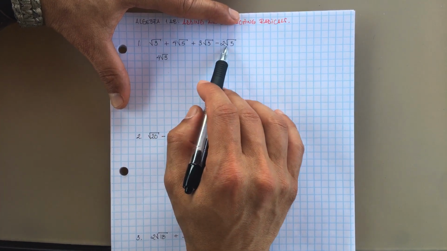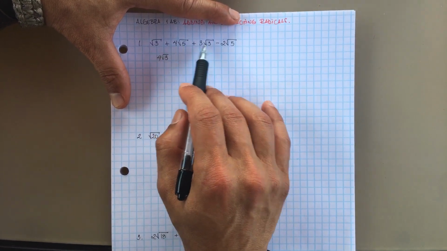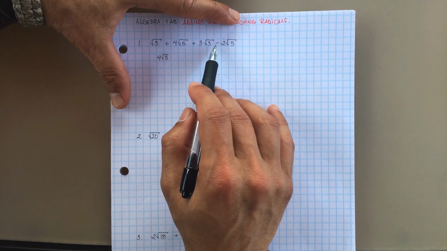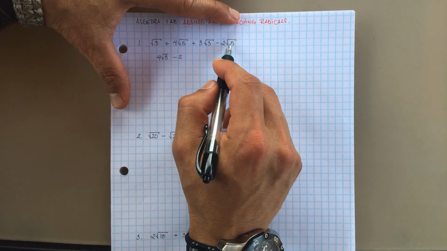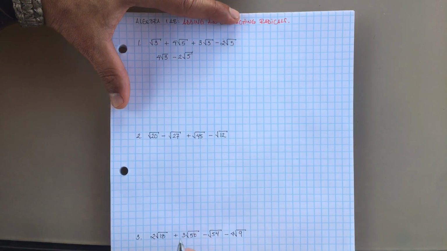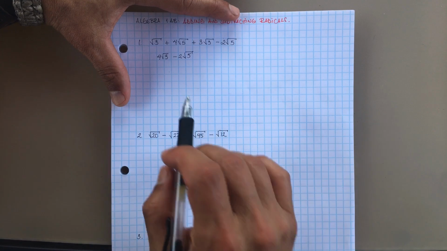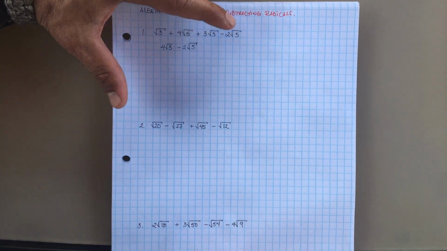So now I'm going to go ahead and do these two. These two go together. Estos dos se juntan también. Because they're both radical 5. So 4 minus 2, 4 menos 2 is 2. And they both have a radical 5. They're both the same type of radical, or radicand, so then you just put them together. So the answer is 4 radical 3 minus 2 radical 5. And that's it. Eso es todo.